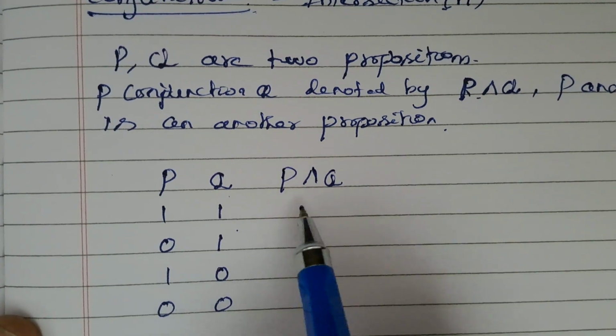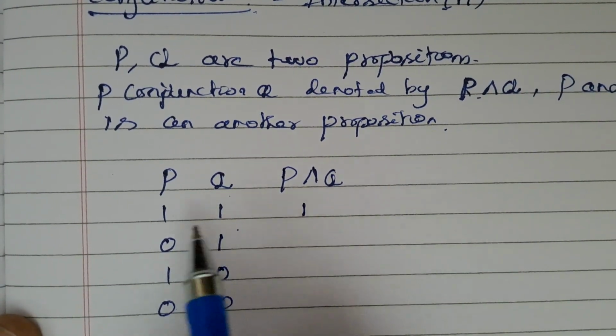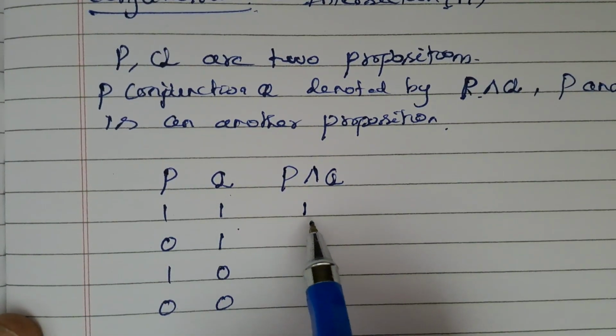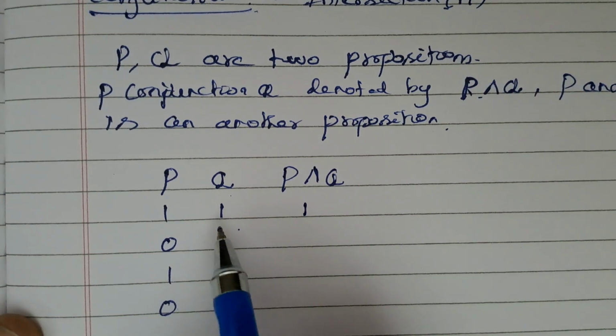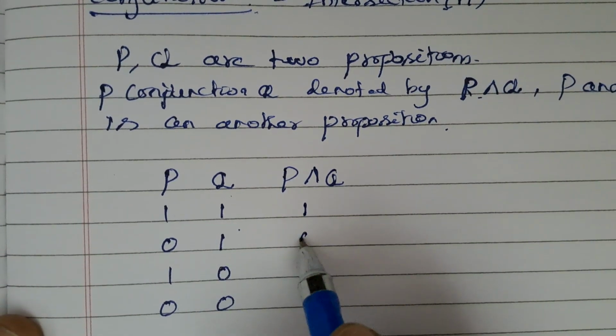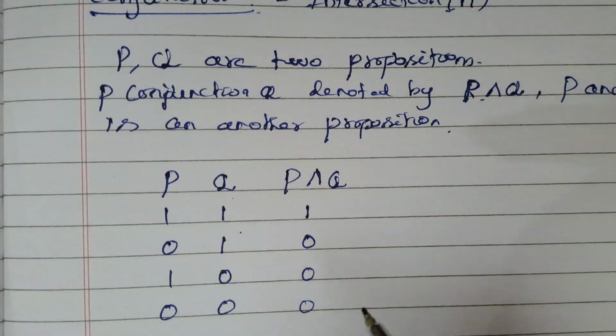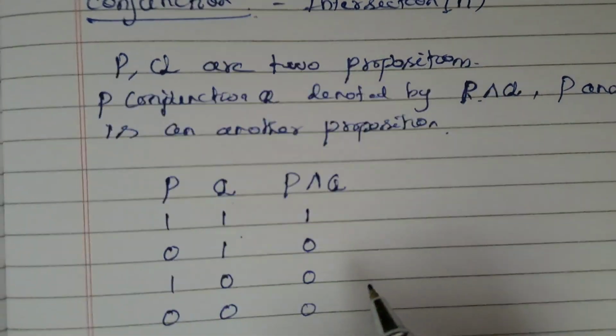takes truth value 1 when both P and Q are 1. Both true, then it is true, otherwise false.